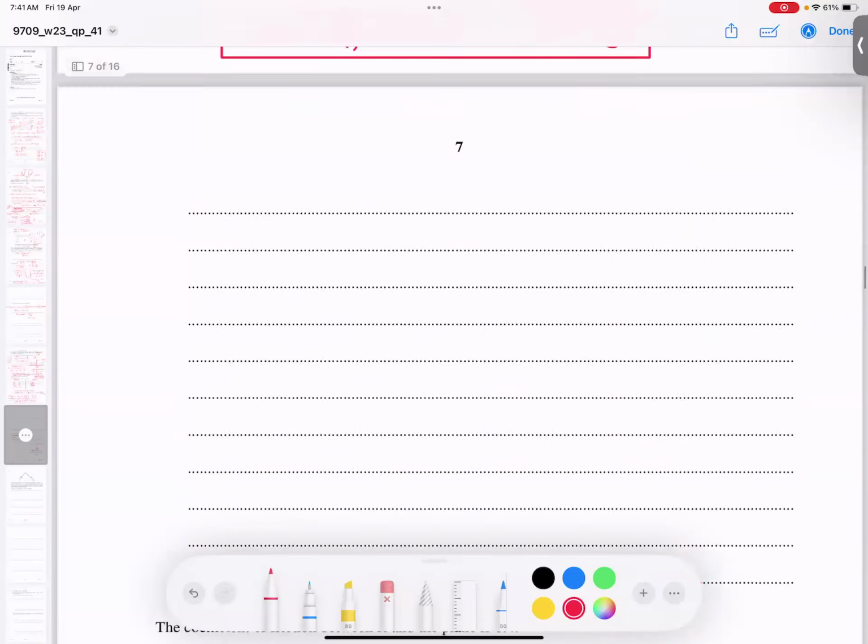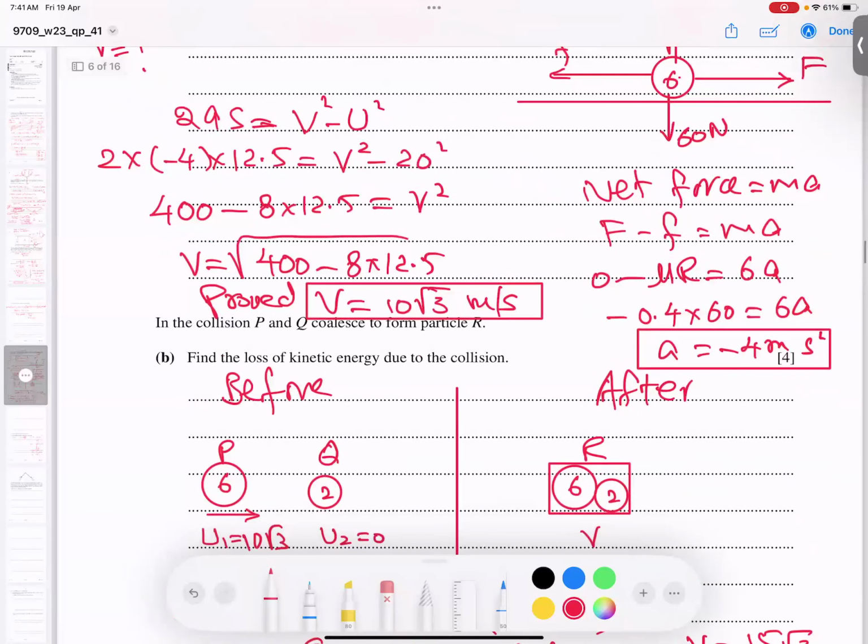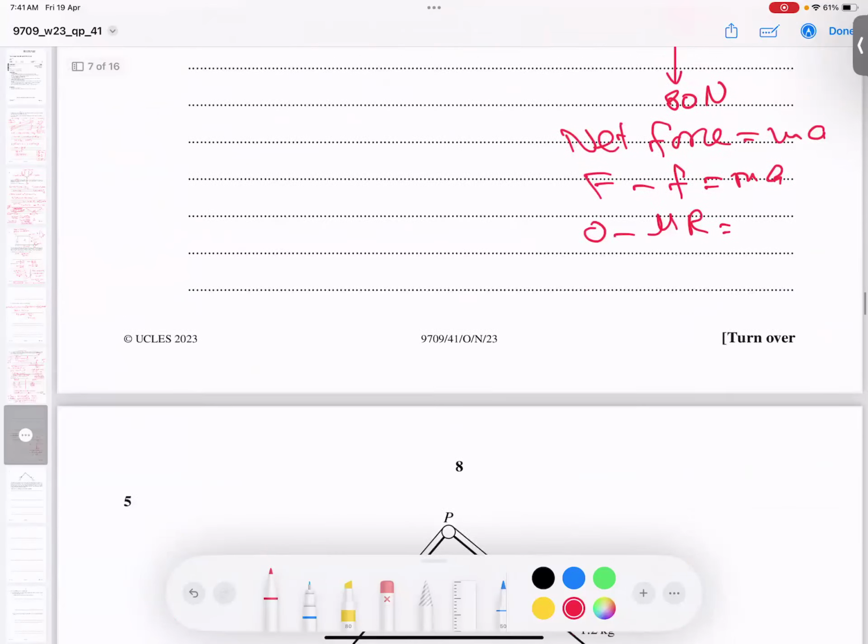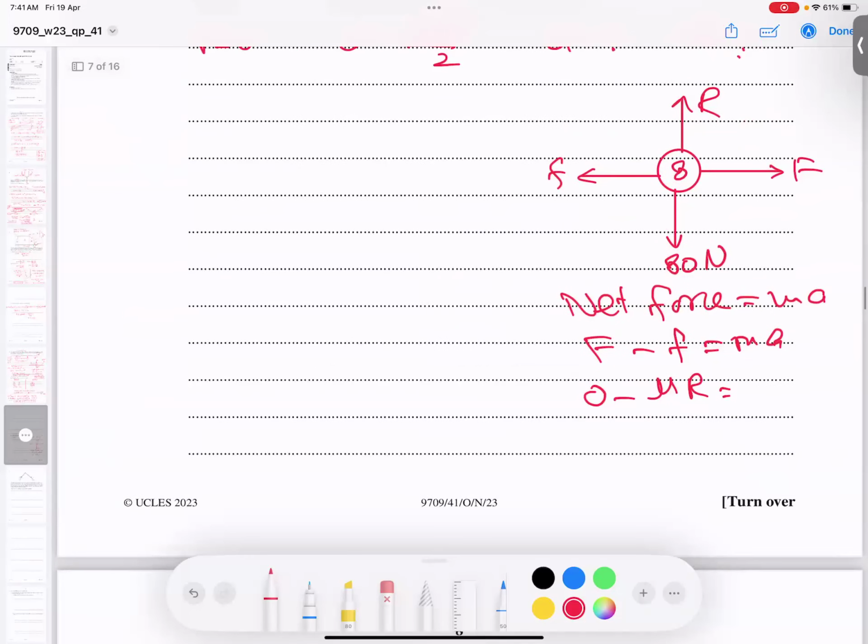Some students think the friction force you found earlier remains the same. No, because friction force is mu R, it depends upon R. Mass is 8. Acceleration I need to find. So this is 0.4, R is 80, and this 8 will divide. After dividing, if you check on the calculator, it becomes just -4. So acceleration becomes -4 meter per second squared.